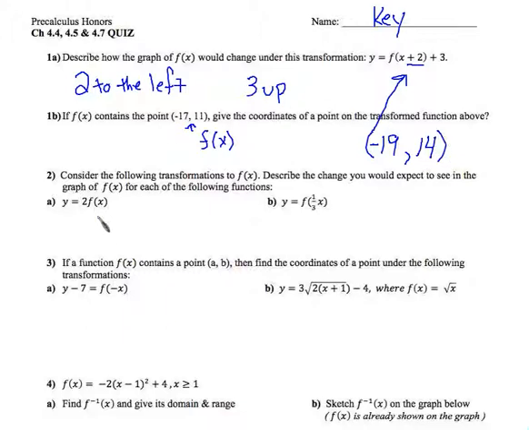Here in 2a, when you take your function and every output of your function gets multiplied by 2, you're going to end up stretching vertically. So this is going to get stretched up and down vertically by a factor of 2.